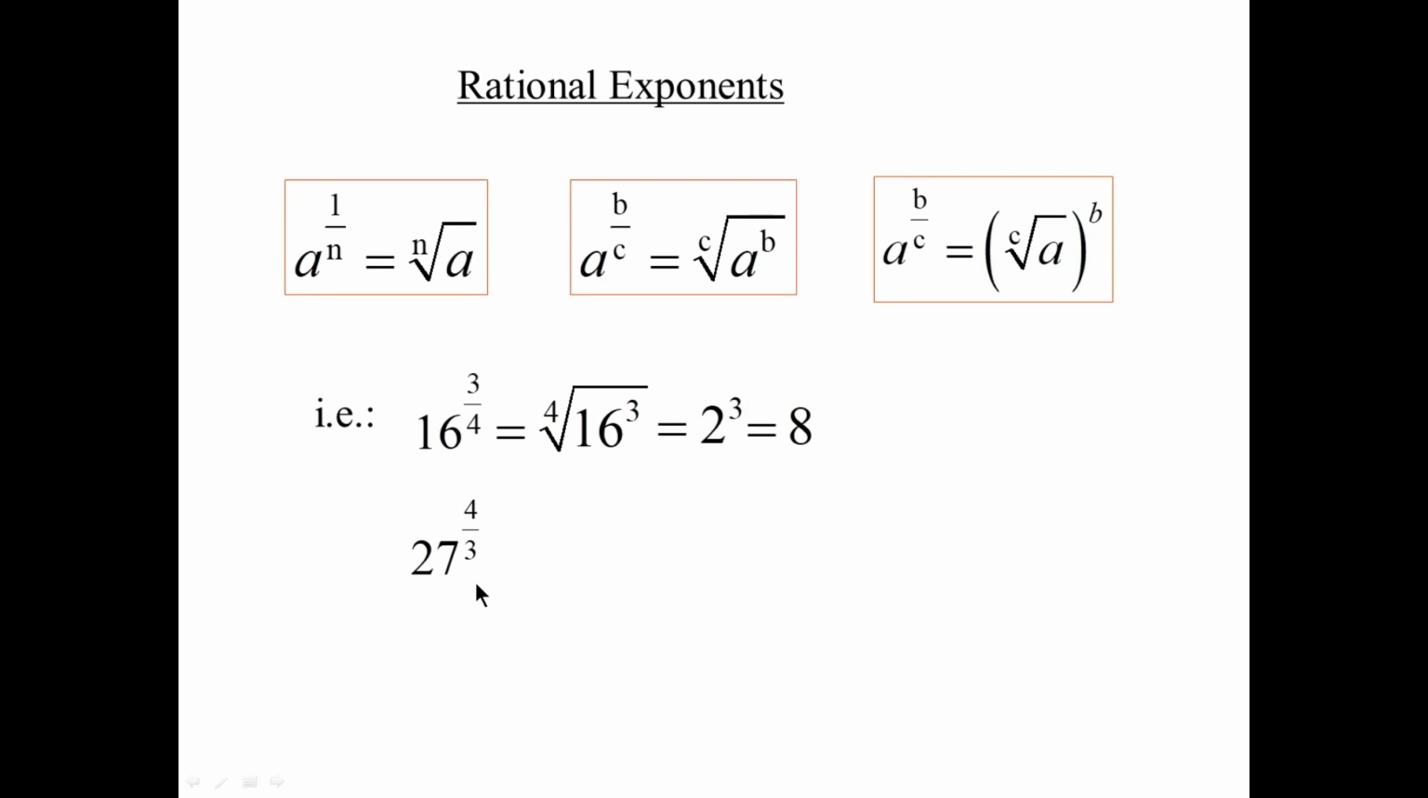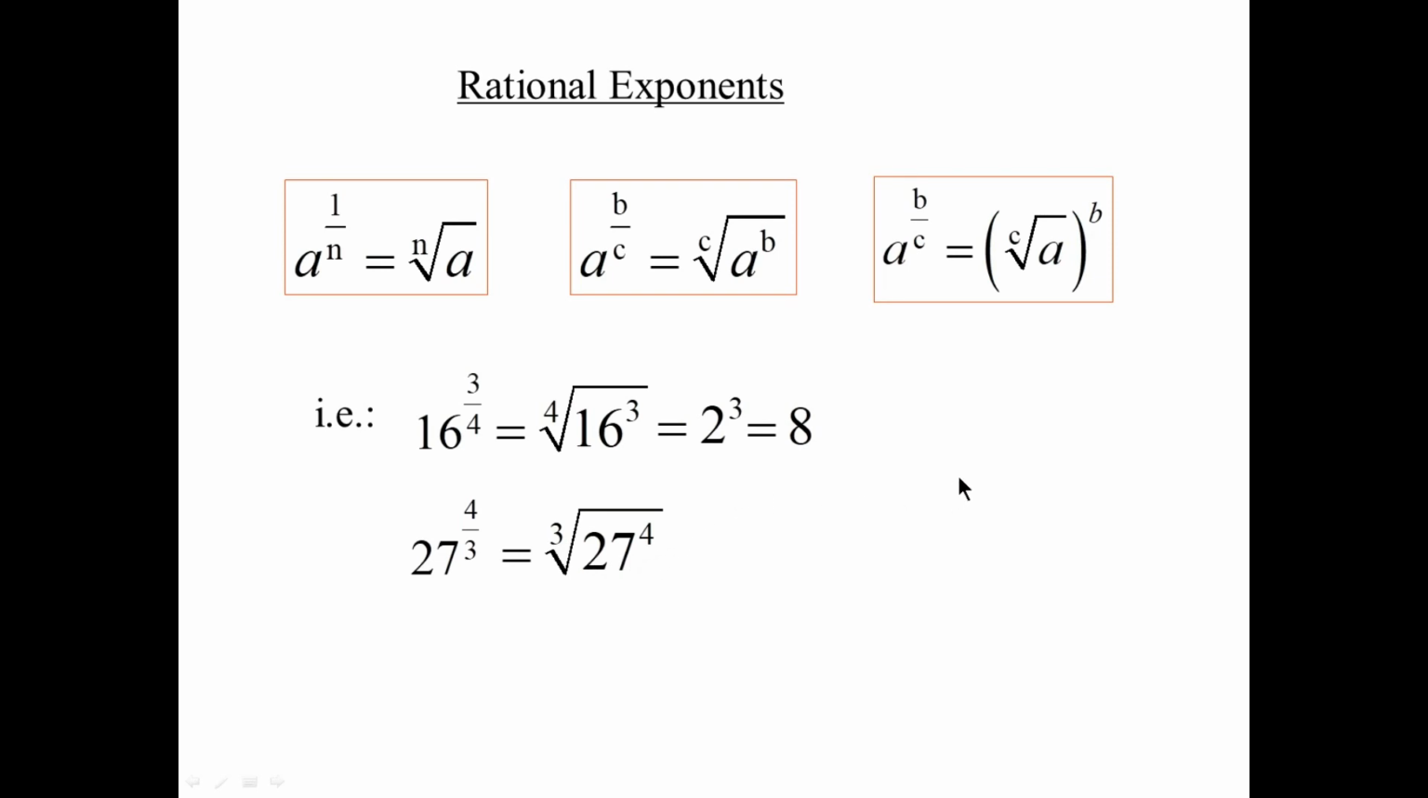Another simple example, 27 to the exponent 4/3. I like to look at it this way. We start at the denominator of the fraction, which is the index. And that's going to build our expression by finding our index first. It's the third root of 27 to the 4. A little pattern that you have to learn.